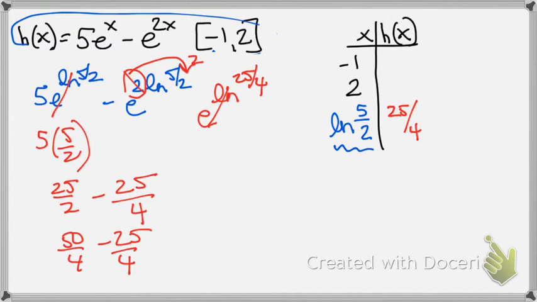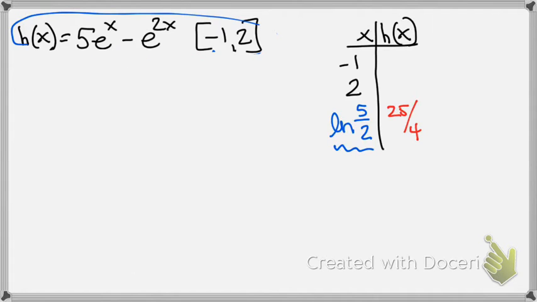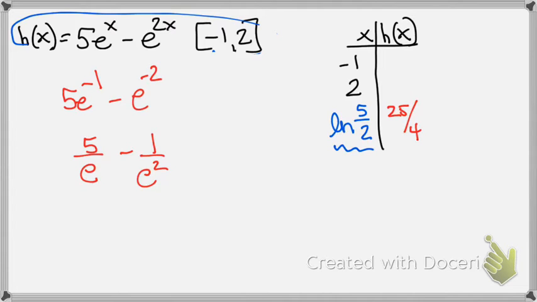Now let's plug in the other 2. Let me make some space. Plugging in the -1, I get 5e to the -1 minus e to the -2, which is 5 over e minus 1 over e squared. Now I can get a common denominator, but basically, if you think of e as a 3, because it's close to 3, it's like 2.7, then this is like 5/3-ish minus 1/9-ish. It's a fraction. It's small.